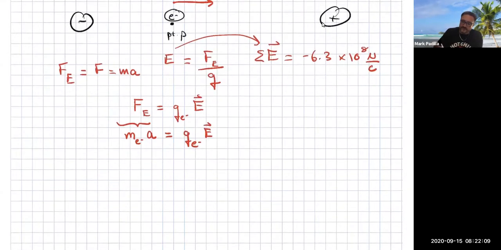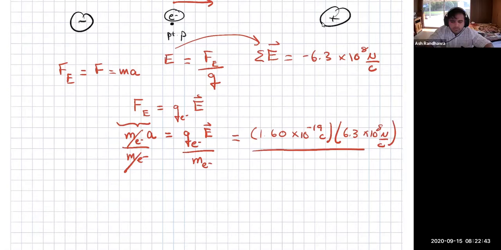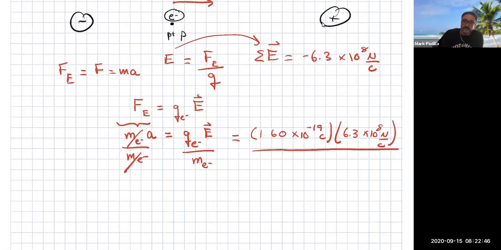So what can we do here? Just simply solve for acceleration. So that charge we know is what? What's the charge of an electron? 1.60 times 10 to the negative 19 coulombs times that electric field, which is 6.3 times 10 to the 8th newtons per coulomb, all divided by the mass of the electron. So take out your calculators and give me a number here.